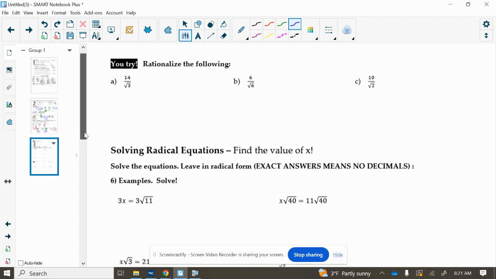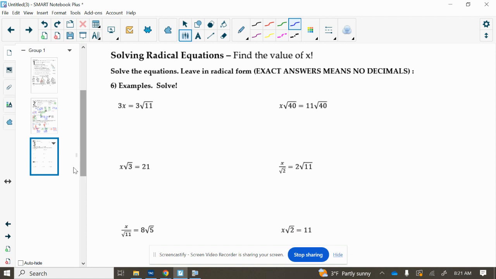All right, last but not least, we want to be able to solve these radicals. Okay, so something we could do here to get x by itself is divide both sides by 3. And what we notice is not only did those 3's cancel on the left, but they also canceled on the right. So we're just left with x equals square root 11.